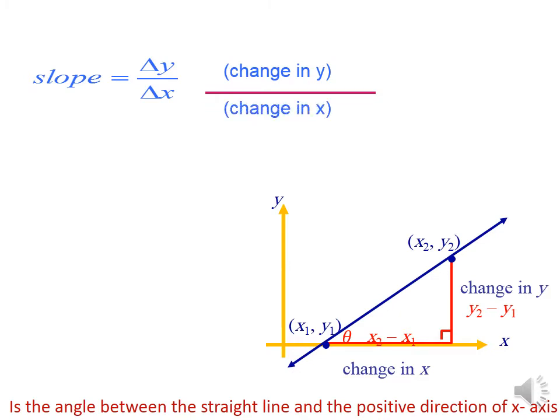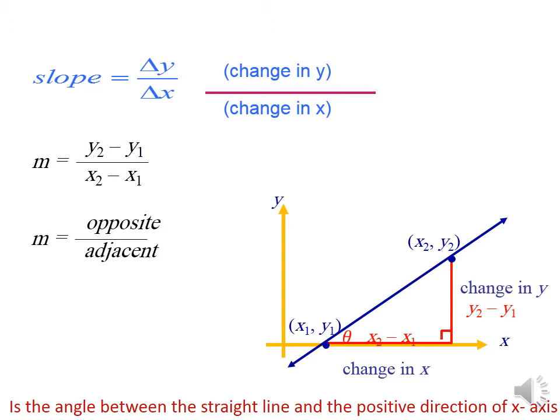Finally, y2 minus y1 represents the opposite, and x2 minus x1 represents the adjacent. That means the slope equals tan theta. Finally, I can find another rule for the slope, which is tan theta. The slope equals y2 minus y1 over x2 minus x1 if the given is the 2 points. But if the given is the angle between the x-axis and the straight line, the slope in this case will be tan theta, or tan the angle.